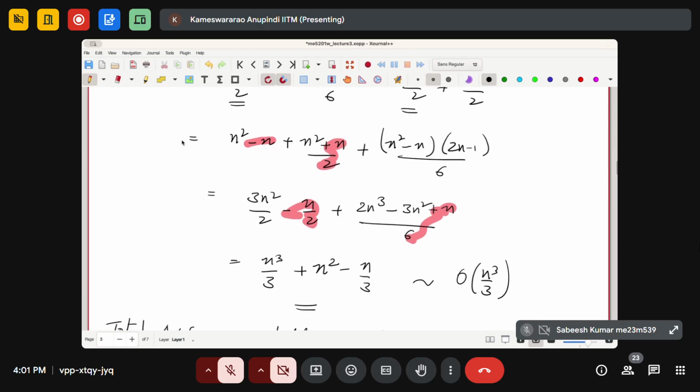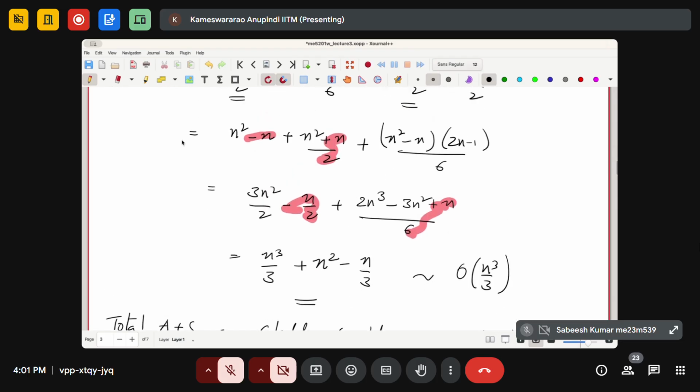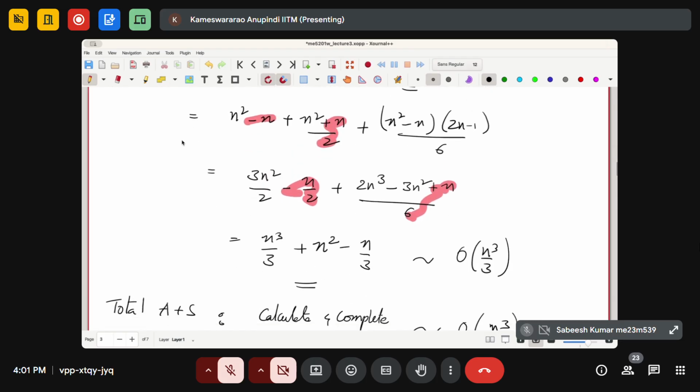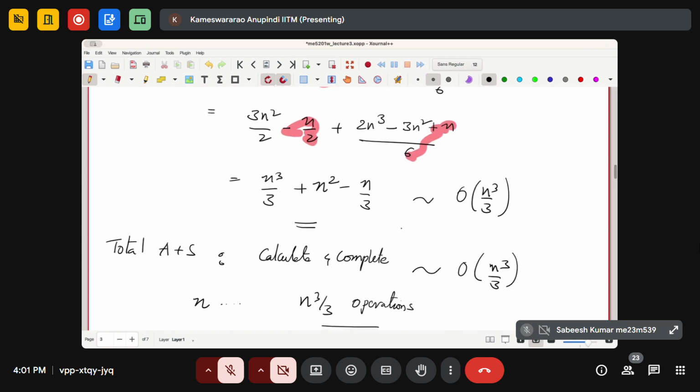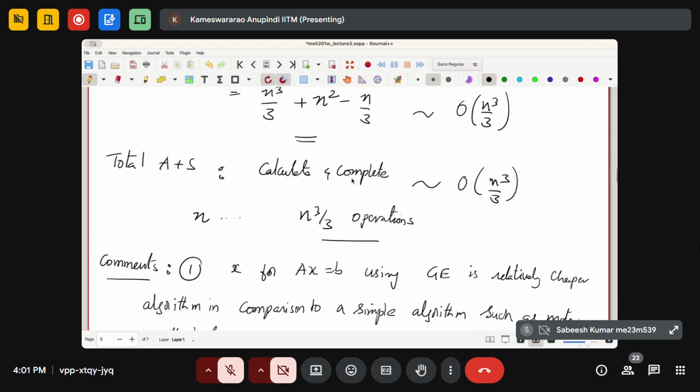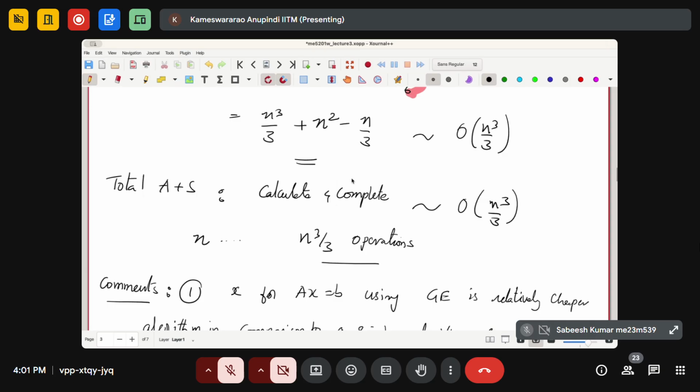But Professor, that will not impact our order, n cube. It will not impact, yes. It's not going to impact, I just wanted to make a correction here. That's all. Because the overall order is still order n cube by 3.